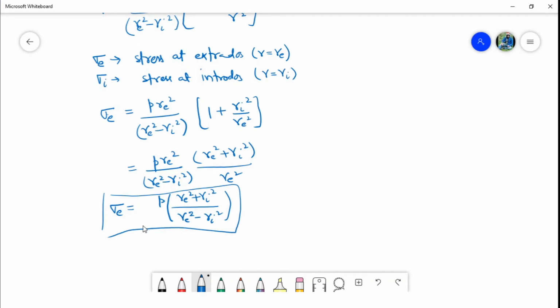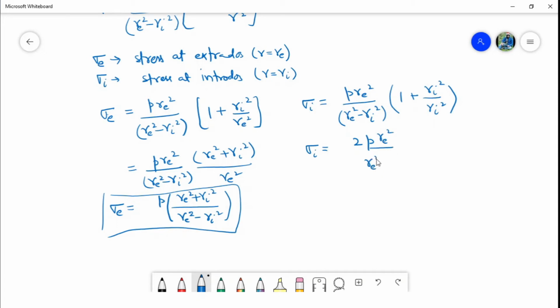Similarly, sigma I is equal to P Re square over Re square minus Ri square, times 1 plus Ri square over Ri square. So this will be twice of P Re square over Re square minus Ri square. Okay.